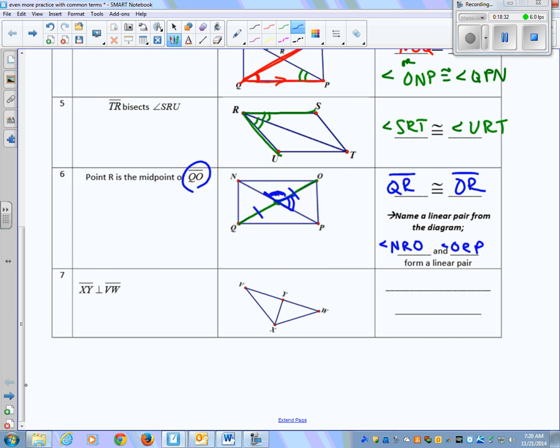Okay, and XY is perpendicular to VW. Perpendicular just means a right angle. That's all you can mark when you see that perpendicular symbol. It's not always a bisector. This doesn't say perpendicular bisector. It just says perpendicular. So angle XYV and angle XYW are right angles.